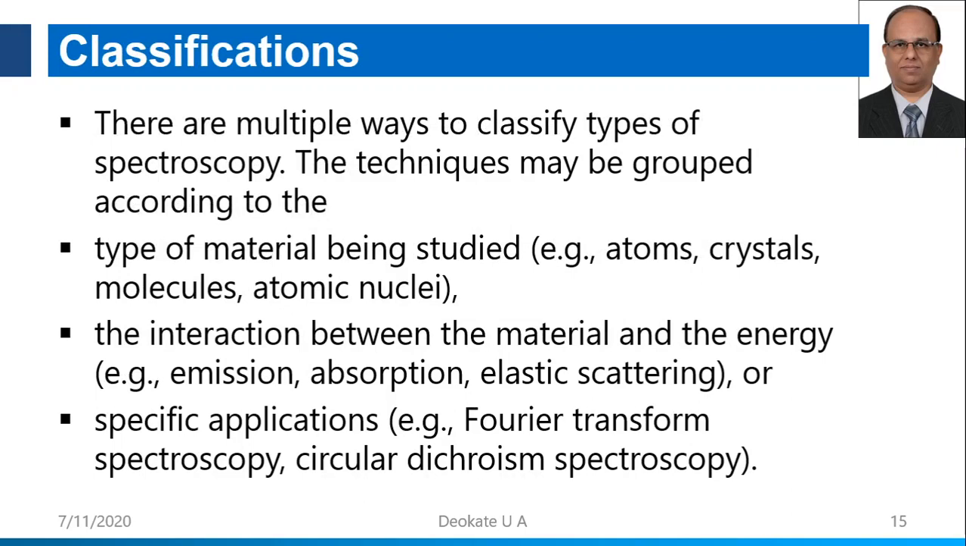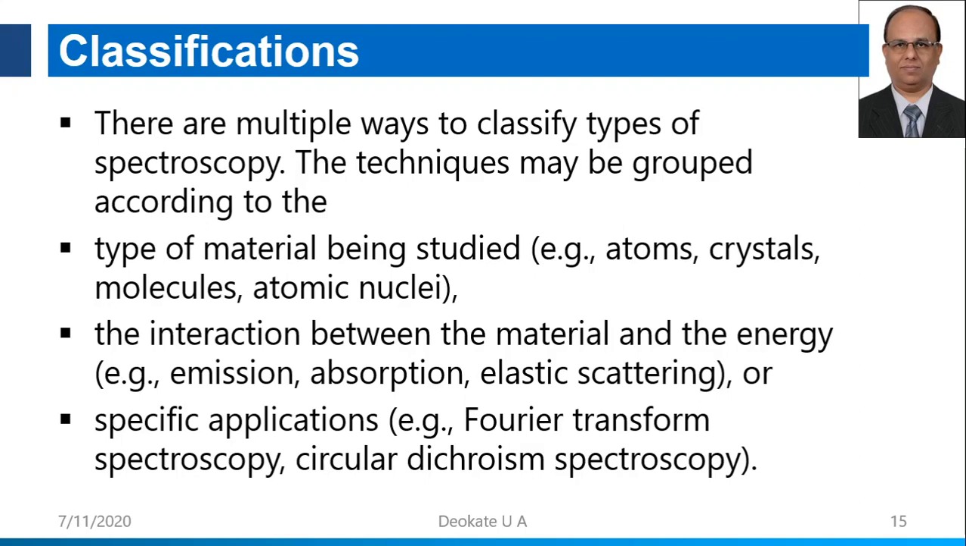Now, we'll consider the classification of spectroscopic techniques. There are multiple ways to classify types of spectroscopy. The techniques may be grouped according to the type of material being studied, whether these radiations are bombarded on atoms, crystals, molecules, atomic nuclei, etc. So depending upon that, we can classify the spectroscopic technique.